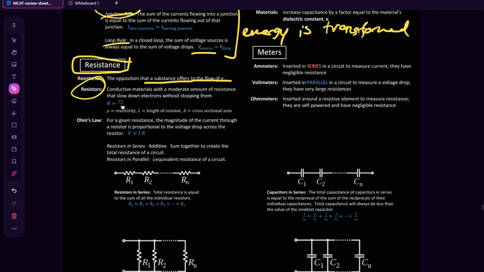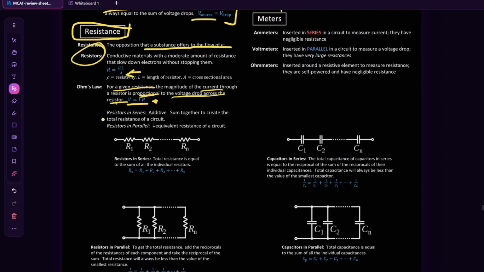So here's the formula. Resistance equals resistivity times length divided by the cross-sectional area. And Ohm's law is the next relationship, where voltage is equal to current times resistance, right? For any given resistor, the amount of current flowing through it is directly tied to how much voltage, or how much potential push, you apply across it. If you push harder, meaning more voltage, more current will flow. And if you add more resistance, for that same push, less current gets through. So for a given resistance, the magnitude of current through the resistor is proportional to the voltage drop across the resistor.